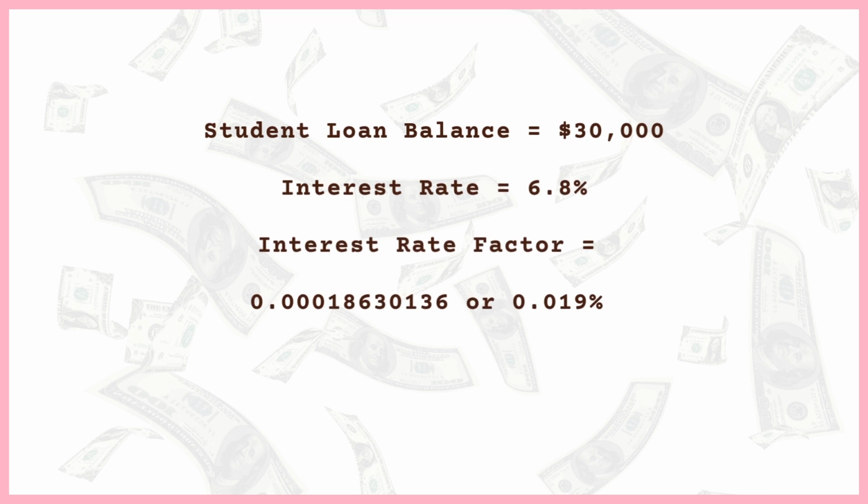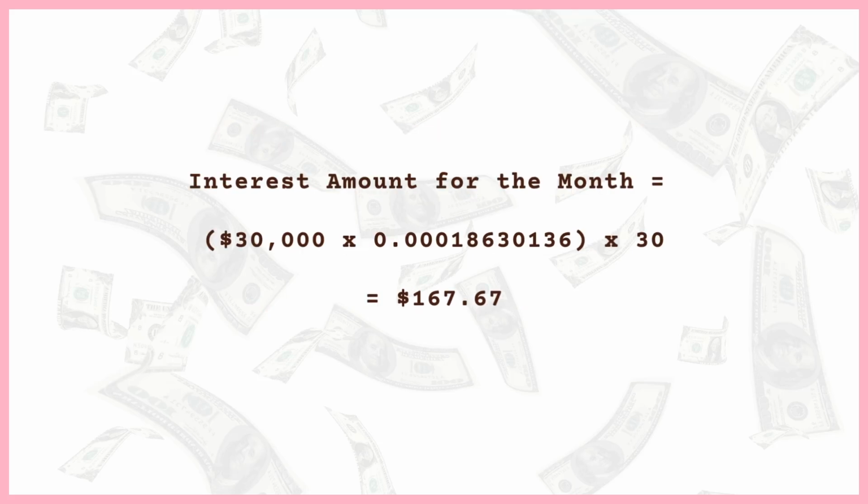If my student loan balance is $30,000, my interest rate is 6.8%, and the interest rate factor, or the daily interest rate, is 0.019%, my interest amount for this particular month would be $167.67. If for whatever reason I do not pay this $167.67 of interest, this can capitalize.